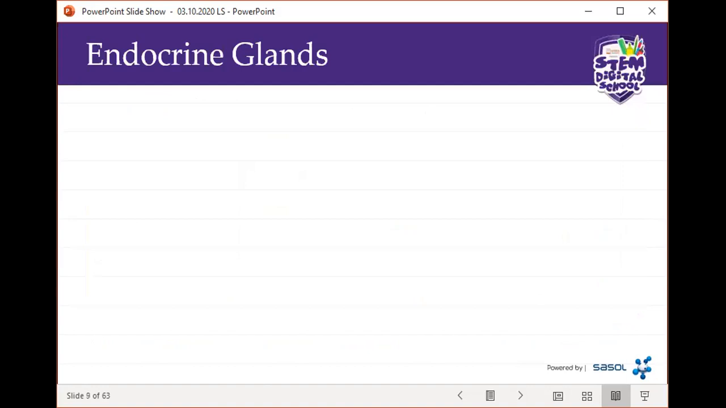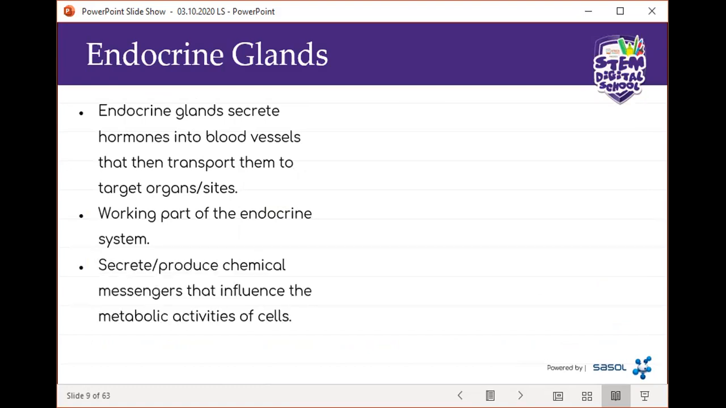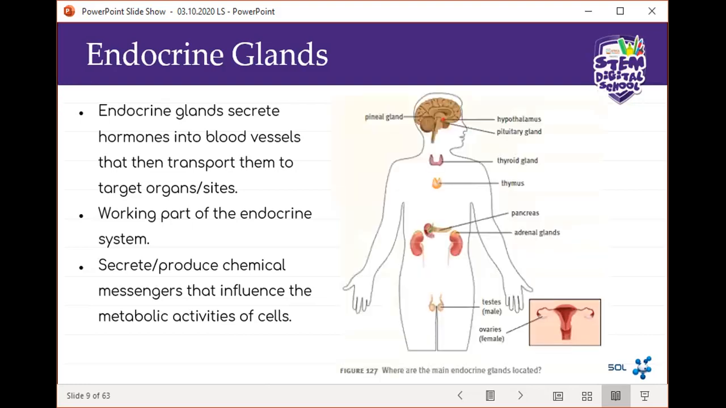Okay, so now let's look at the various endocrine glands that we find. Okay, but before that, endocrine glands secrete hormones into blood vessels that then transport them to the target organs or the target sites. Then endocrine glands, we refer to them as the working parts of the endocrine system because they do what? They secrete or they produce chemical messengers that influence metabolic activities of the cell.